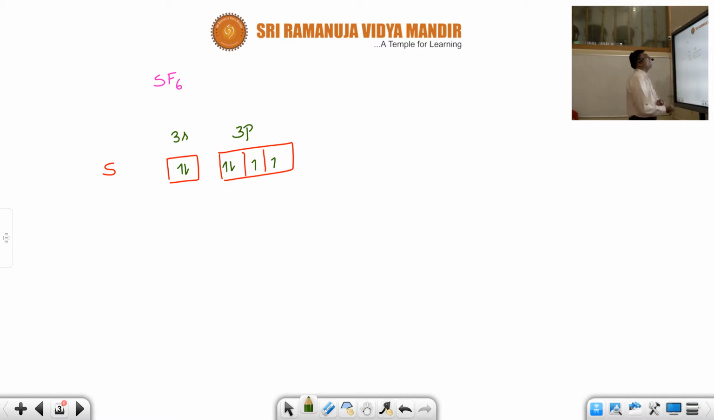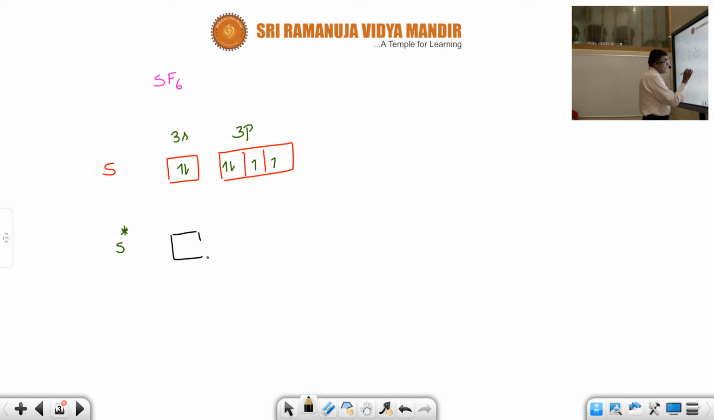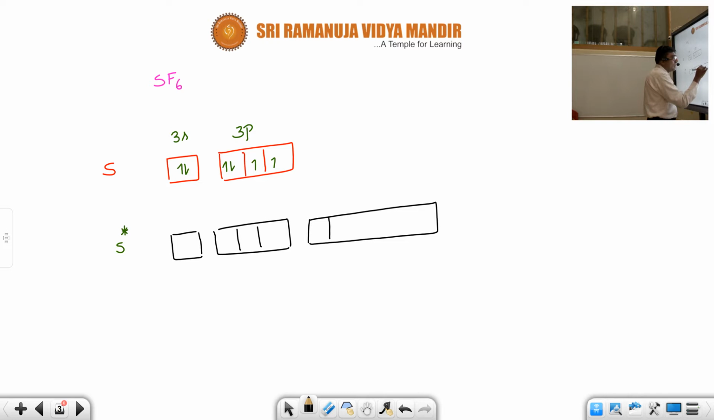But how many bond pairs are required? 6. But here how many are available? 2. So definitely there is a need to write the excited state. So let us write the excited state for the sulfur atom. If you write the excited state, it is going to be as follows. Now you excite 2 electrons of sulfur. So here, you have to excite these 2. Agreed?